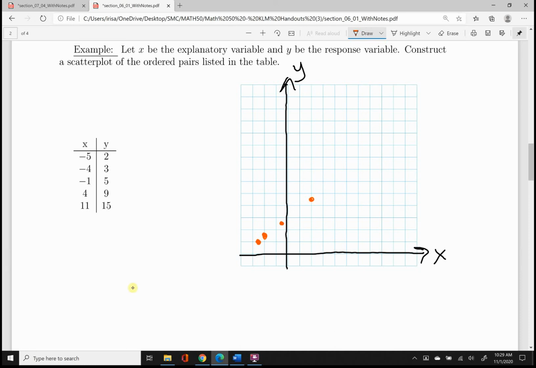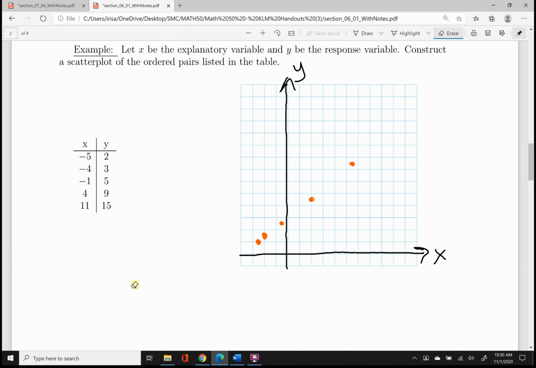(4, 9): so 2, 4, and then up 9, so that's 2, 4, 6, 8, 9. And then (11, 15). Now we're going to go out pretty far for this one, so let's go out to 11 in the x direction, that's 2, 4, 6, 8, 10, and then 11, and then up 15 from there. So that's 2, 4, 6, 8, 10, 12, 14, 15, right there. Okay, so maybe I have a little bit more extra space than I needed to, but better to have some extra space than to make it too tight.